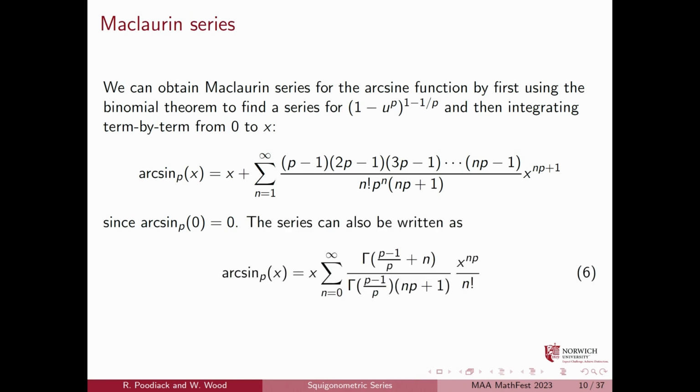And it can also be written in this form, invoking the gamma function. So we'll come back to this form in a little bit, but you see the gamma function of (p minus 1) over p plus n, over the gamma function at (p minus 1) over p.